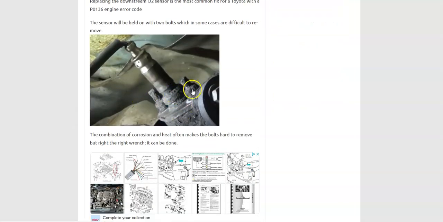There's one that's really corroded and rusted up, something like this. You know, that's going to be fairly difficult to get off. It's a straightforward task, but sometimes it can be kind of hard on some of these. There are some videos and different tips and tricks on how to get these off if you do have a really rusted up, corroded O2 sensor that you need to replace.